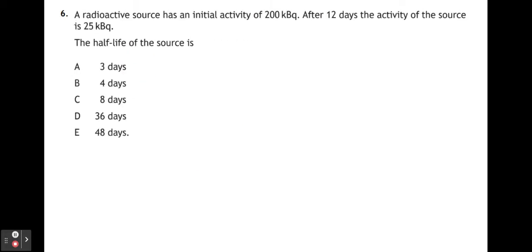Question number 6. A radioactive source has an initial activity of 200 kilobecquerels. After 12 days, the activity of the source is 25 kilobecquerels. The half-life of the source is... So, pause the video and see if you can figure this out.